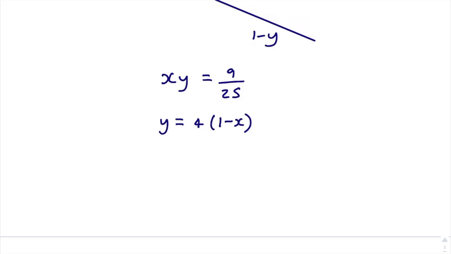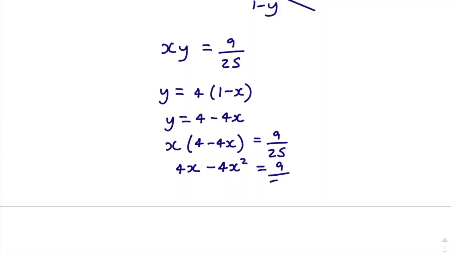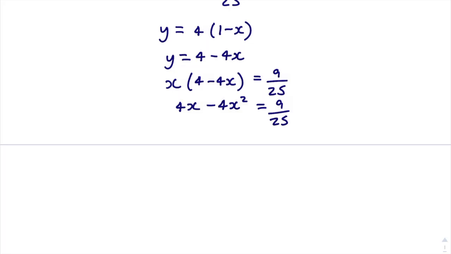So we can simplify this. We can say Y equals 4 minus 4X. So what we can do now is we can replace Y with 4 minus 4X. So we can say X multiplied by 4 minus 4X is equal to 9/25. Okay, so if we expand the left-hand side, we're going to get 4X minus 4X squared equals 9/25. And what I'm going to do is I'm going to multiply through by 25. So we're going to get 100x minus 100x squared equals 9.